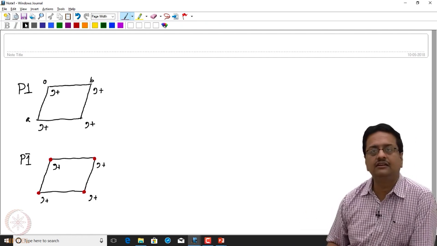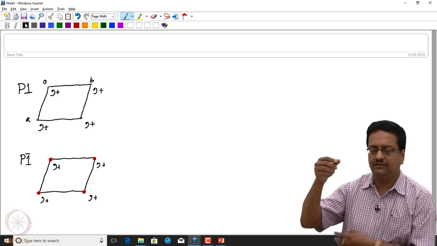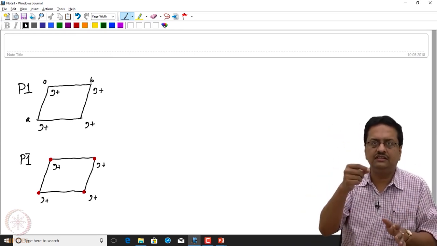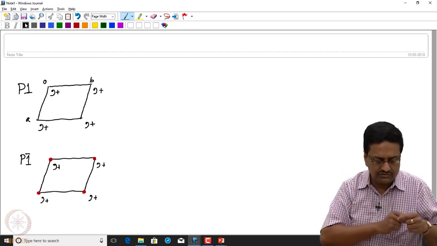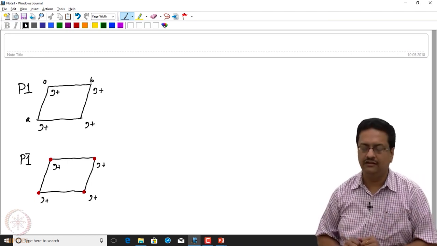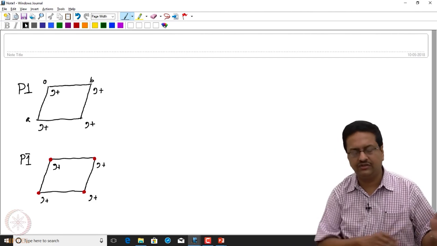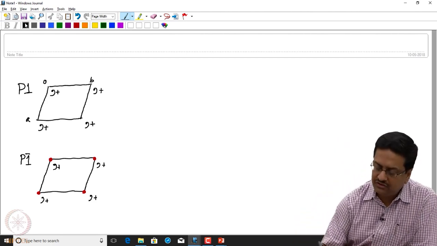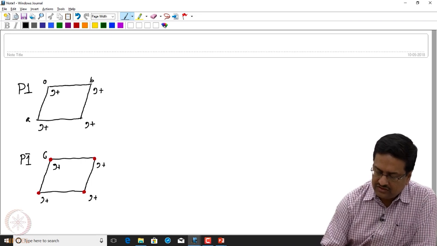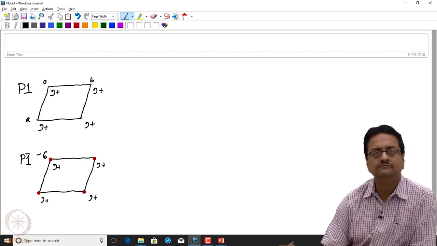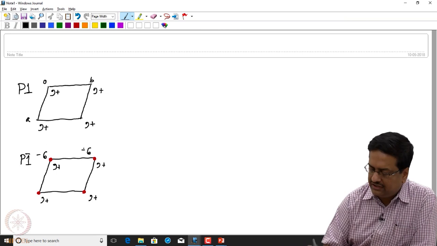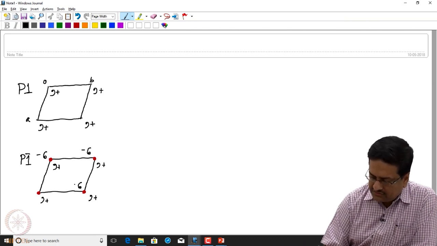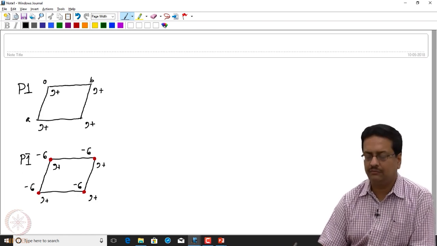So, the inversion related object, if this was your unit cell, if the object is here and it is inverted against a particular origin, it goes to the lower unit cell. That means it goes below the plane of projection. So, as soon as something goes below the plane of projection, we draw it with a minus sign. So, now we place the inversion related object for all the points that we have drawn with minus sign on it. This represents the P1 bar.